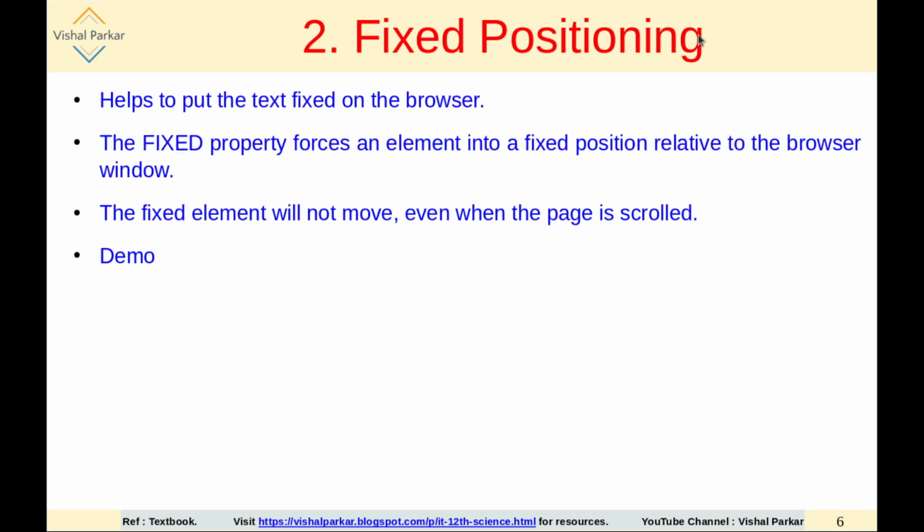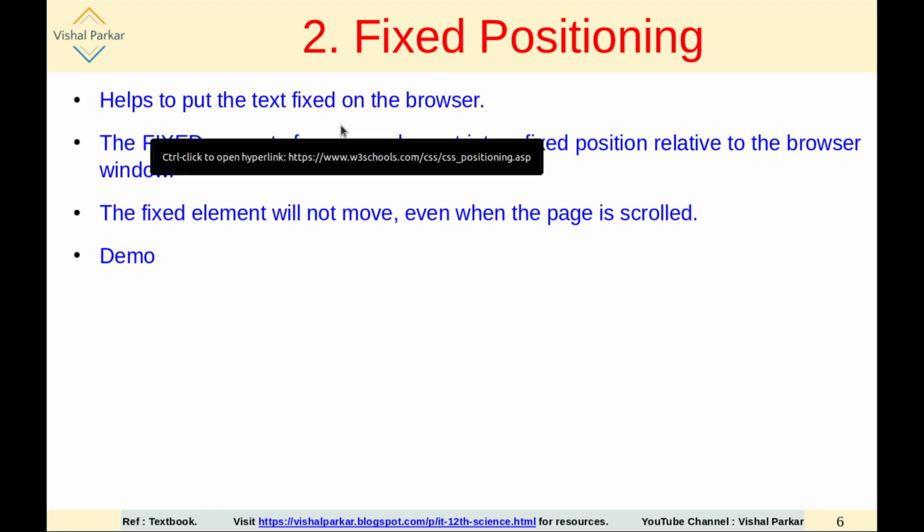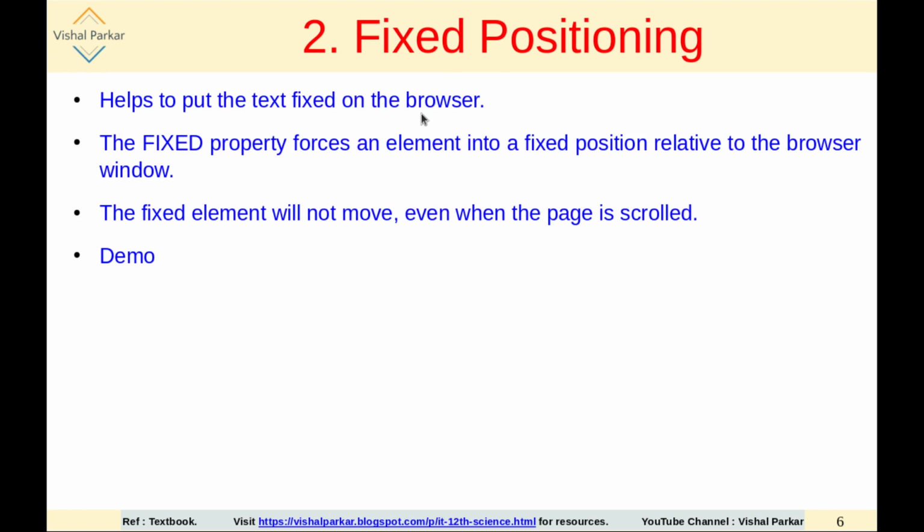Next is fixed positioning. This basically helps to put the text or any element to be fixed on the browser. It forces an element into a fixed position relative to the browser window. So in this case the fixed element will not move even when the page is scrolled. Let us see.